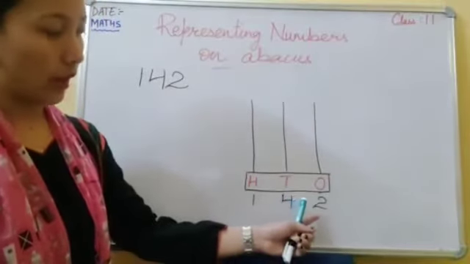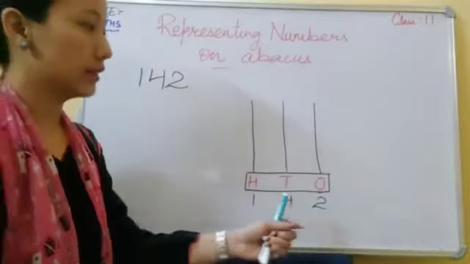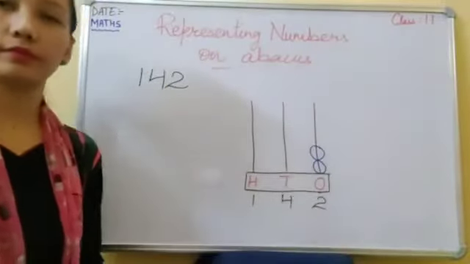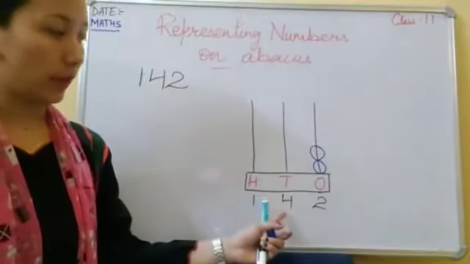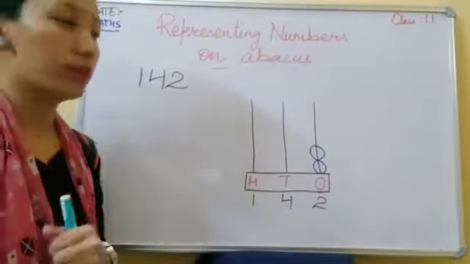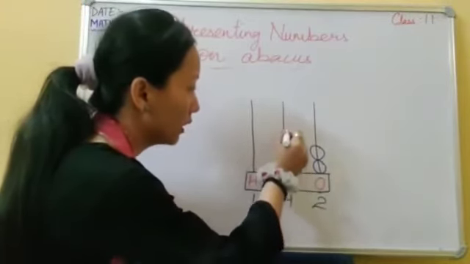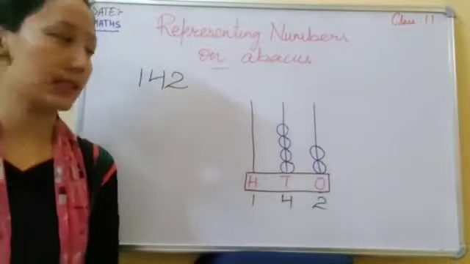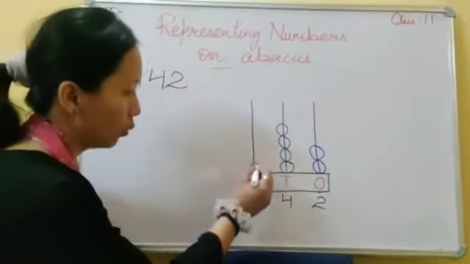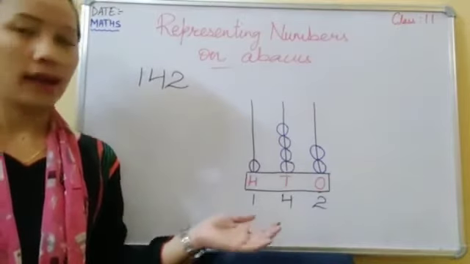Okay. In ones place, we have the number 2. So we will draw 2 beads. 1, 2. Okay. In tens place, we have the number 4. Let's draw 4 beads. 1, 2, 3, 4. Yes. And in hundreds place, we have the number 1. Draw 1 bead. So like this, we represent numbers on abacus.